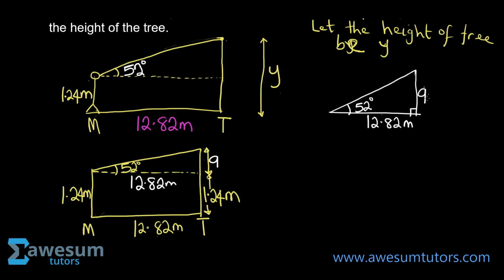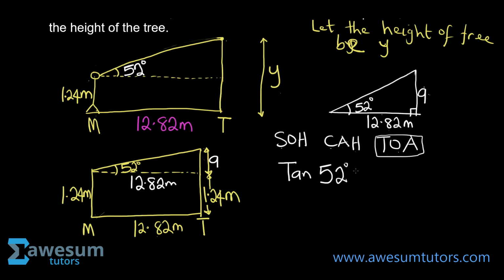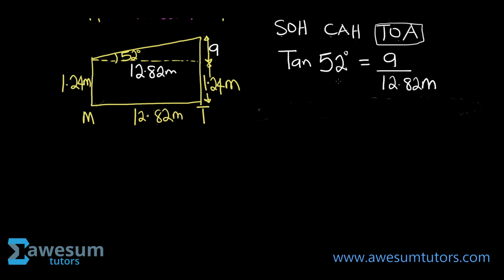Now in this case we are trying to find A. If you remember your SOHCAHTOA very well, this means sine equals opposite over hypotenuse, cosine is adjacent over hypotenuse, and tangent is opposite over adjacent. So if you look at this, we have opposite and adjacent. So in that case, we are going to use this formula right here. So I will have tan 52 degrees equals A over 12.82 meters. Okay, we have tan 52 degrees equals A over 12.82 meters.